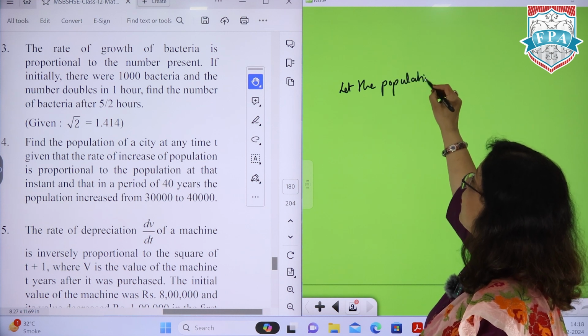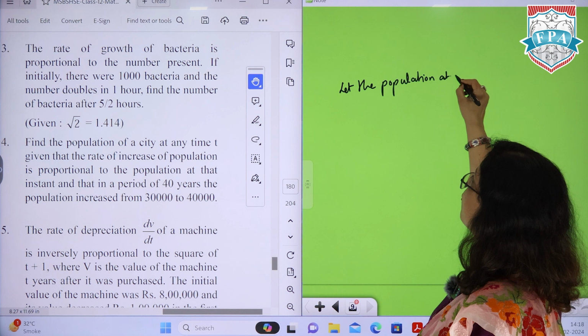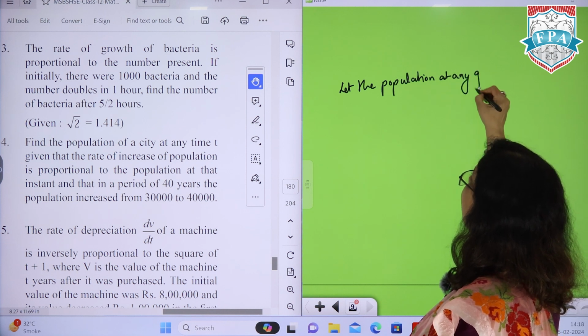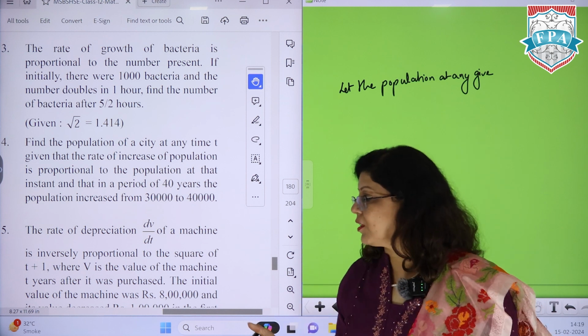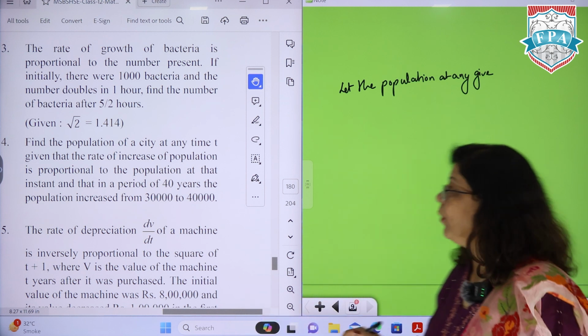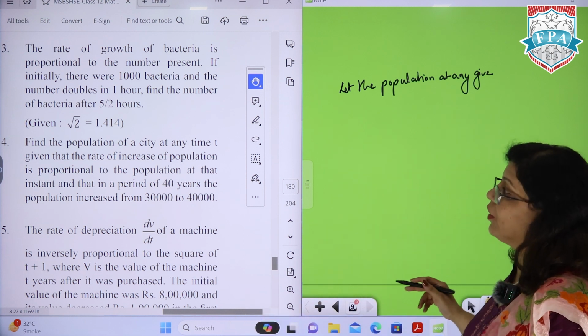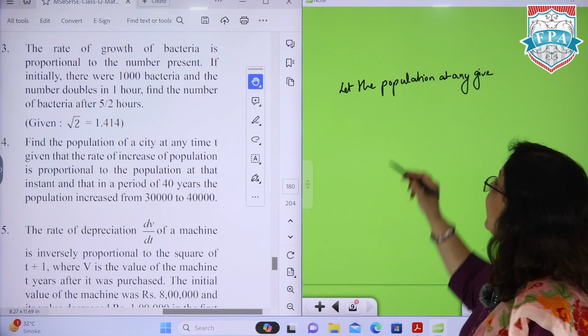Generally we use the variable p for population. Okay? If it is something else, we'll take the variable accordingly. We can use x, or we can use it for volume as well. And if they've already given the variable, then you have to use that.